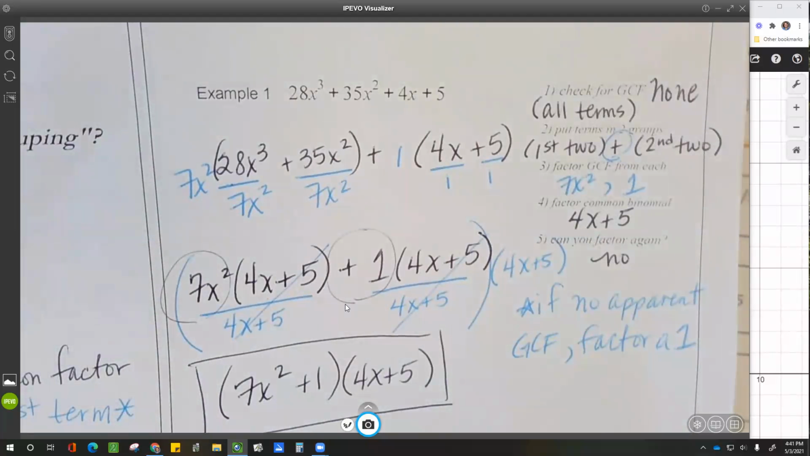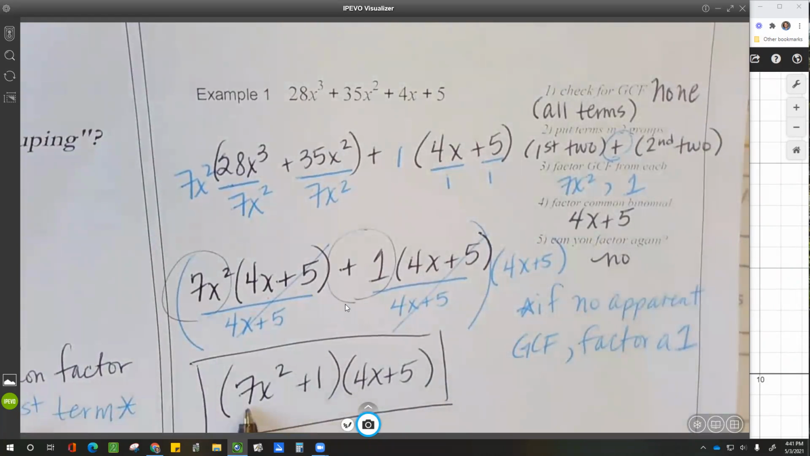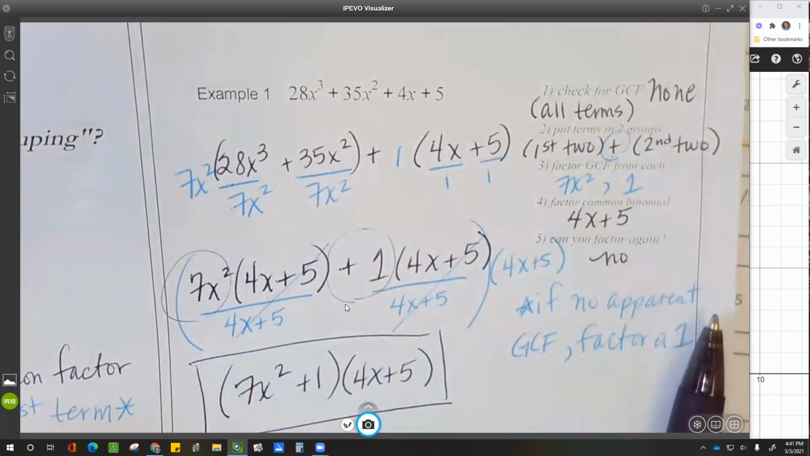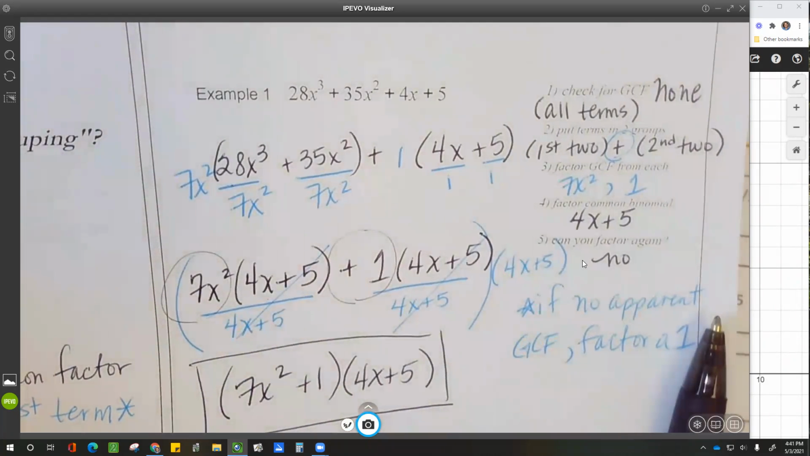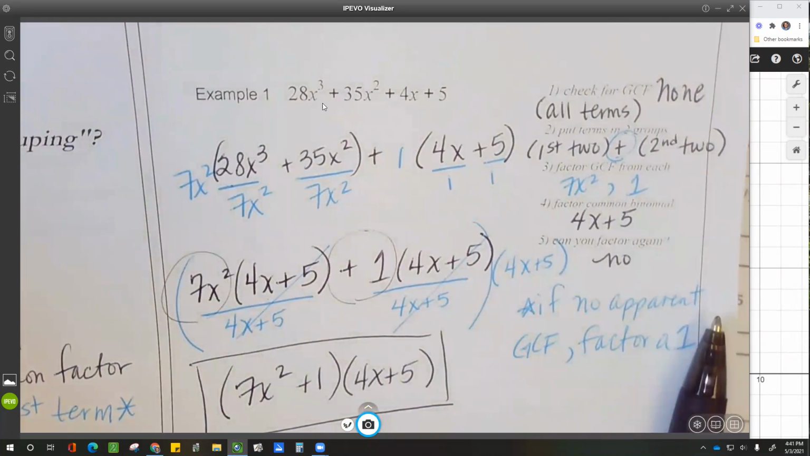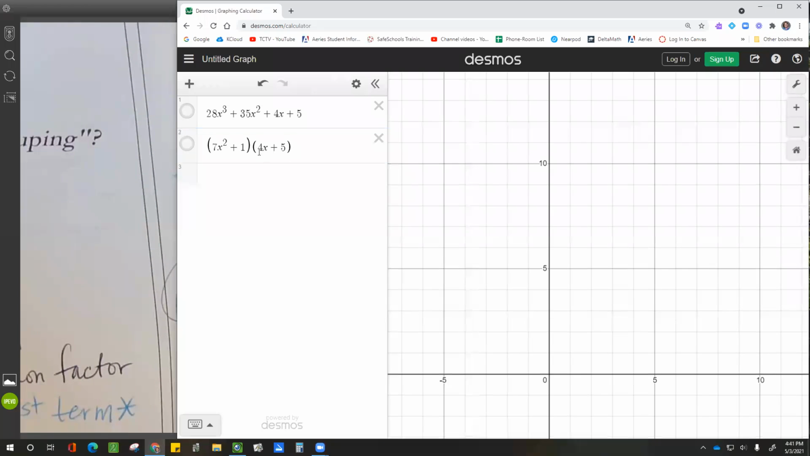To check yourself and make sure that your factored expression is equivalent to the original expression, one way you can do that is to graph them. So here I have 28x to the third plus 35x squared plus 4x plus 5, and type that into Desmos, or you can use a graphing calculator. And your graph looks like this. And my factored expression was these two binomials. And you can see they graph right over the top of each other.